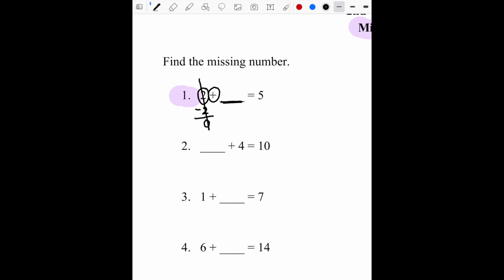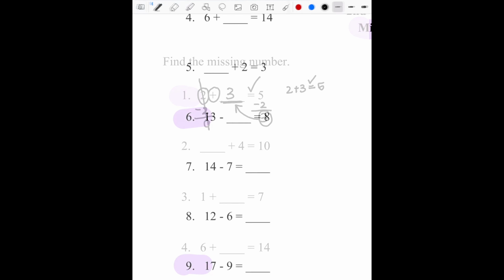And what we do to one side, we have to do the same thing to the other side. So 5 minus 2. What's 5 minus 2, everyone? 3. Great job, guys. And this number right here belongs into this spot. And there you go, we have our answer. But before we can move on to the next question, we have to first check to see if we have the right answer. So 2 plus 3 is equal to 5. There you go, we have the right answer.